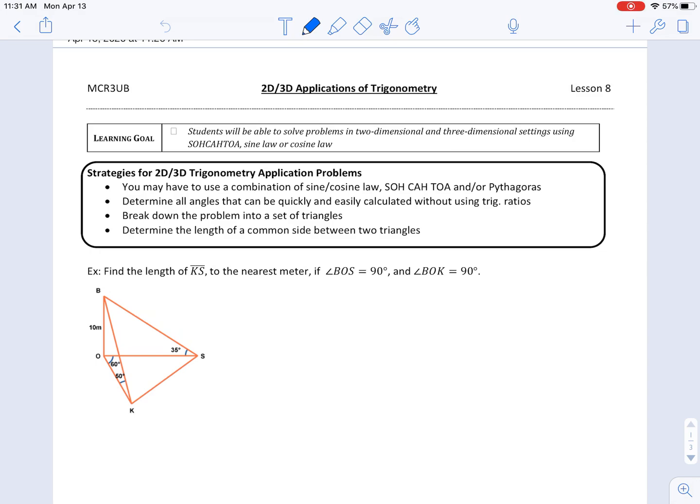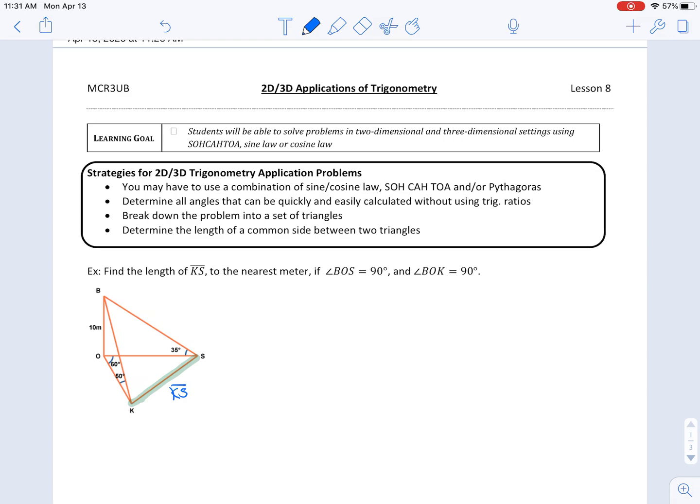I would encourage you to try this first question without watching the video and see how you do. And if you need any help, obviously you can watch the video. So this one asks for the length of KS. So let's identify that first. So there's KS.